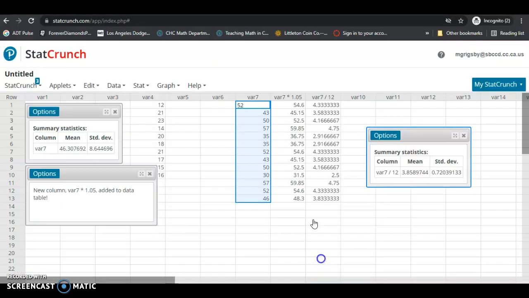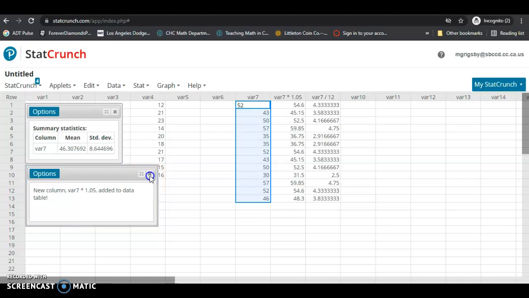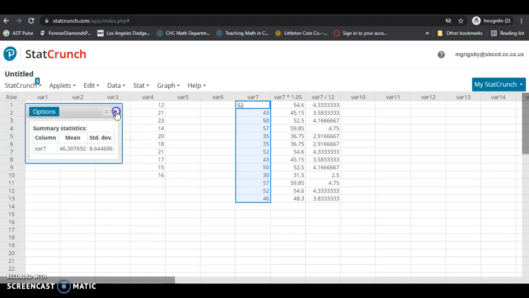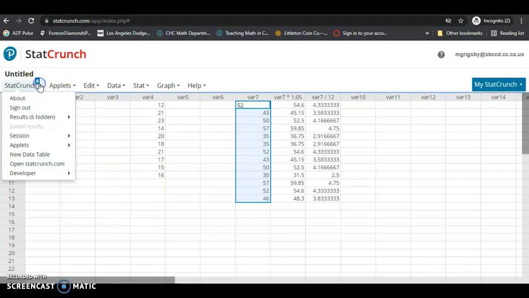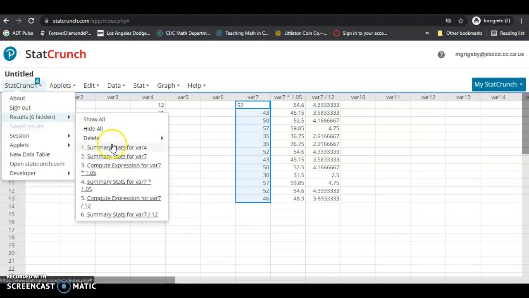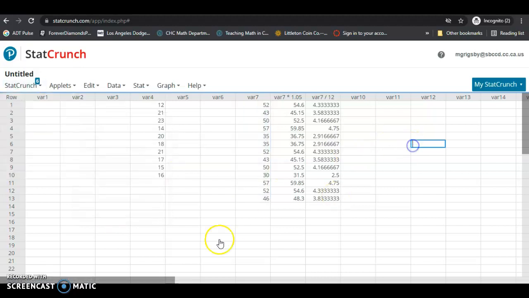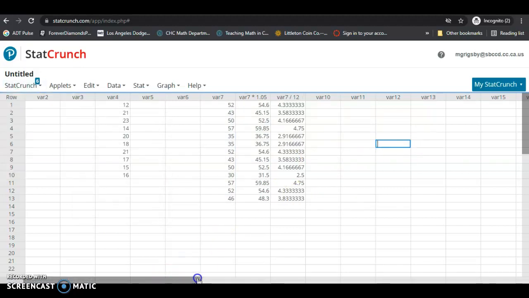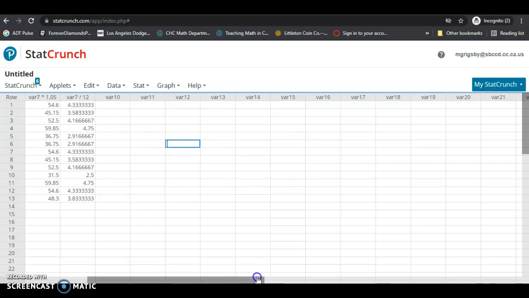Okay, so we've got a lot of previous work here, so we can close out some of these windows. If you want to reference any of your previous results after you've closed them, you can go to the StatCrunch menu, and then show any results that you want to see by clicking on the name of those results. Okay, I'm going to move this over so I can see more of the spreadsheet.